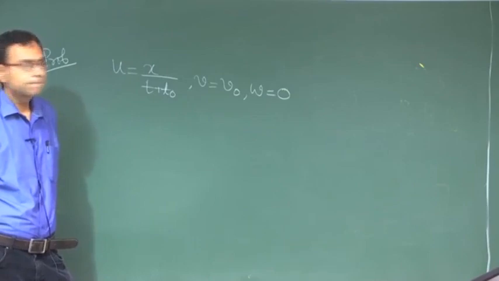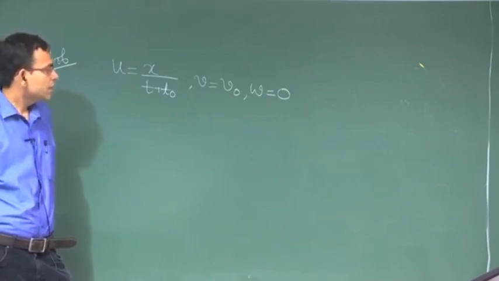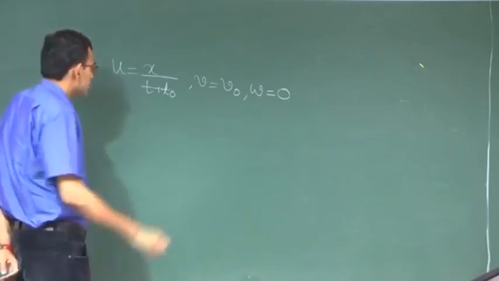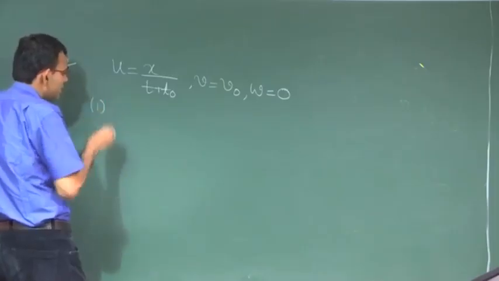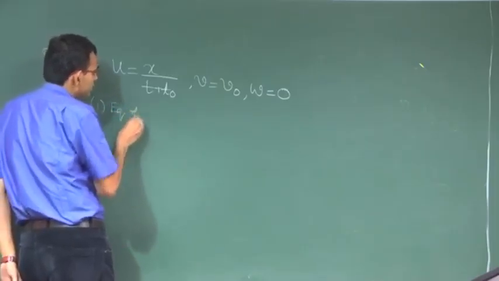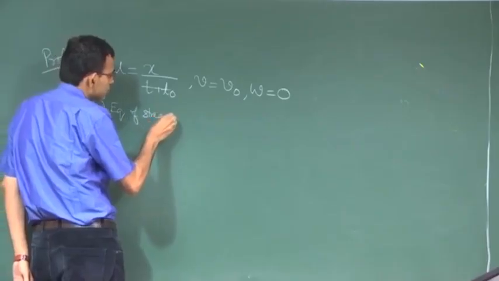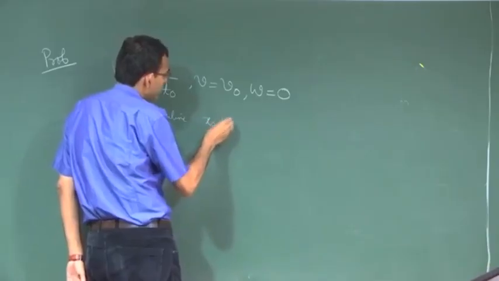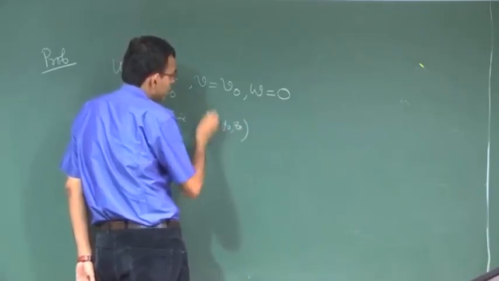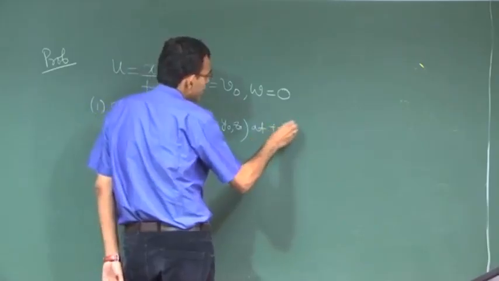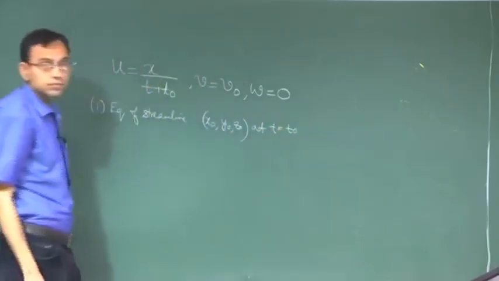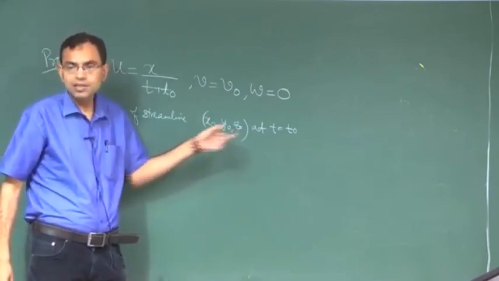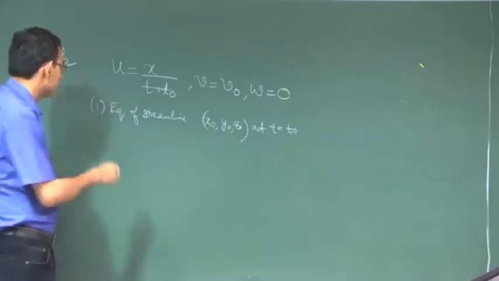So, the question is: let there be a flow field. The first question is, find the equation of the streamline passing through x0, y0, z0 at t equal to t0, and these values themselves may be 0, but this is just symbolic.